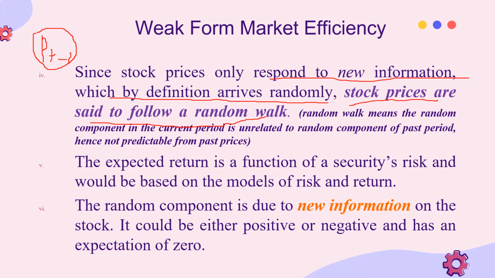And then this one explains the expected return. Expected return we have learned in chapter 2, which is risk and return. And the last one, the random component is due to new information on the stock. It could be either positive or negative. So this one yang I dah explain tadi, random component is the new information. It boleh jadi good news, which is positive, or bad news, which is negative.